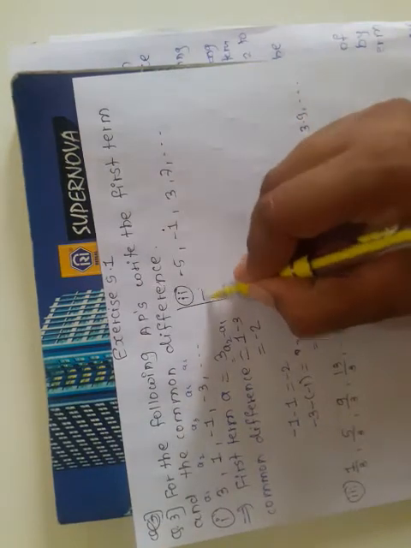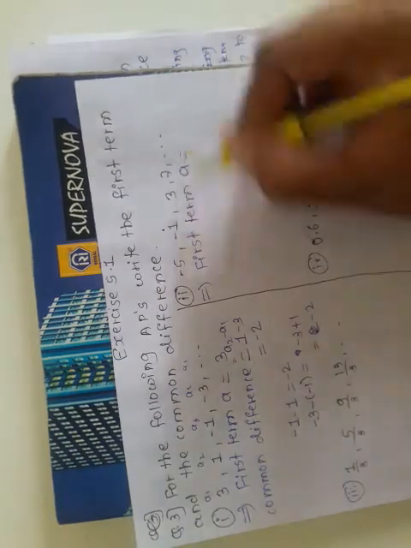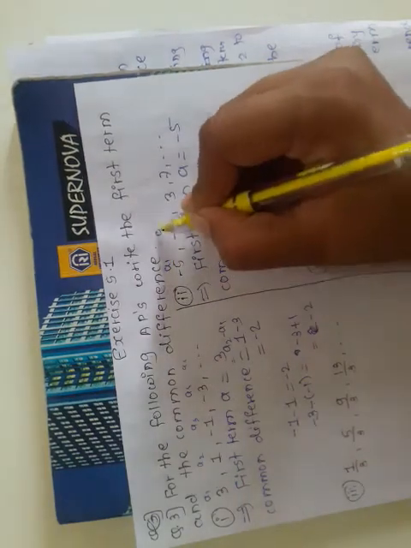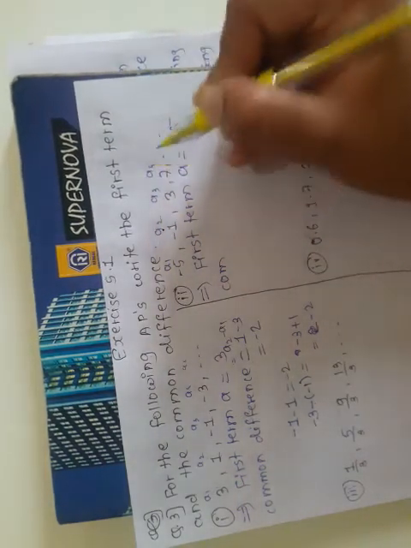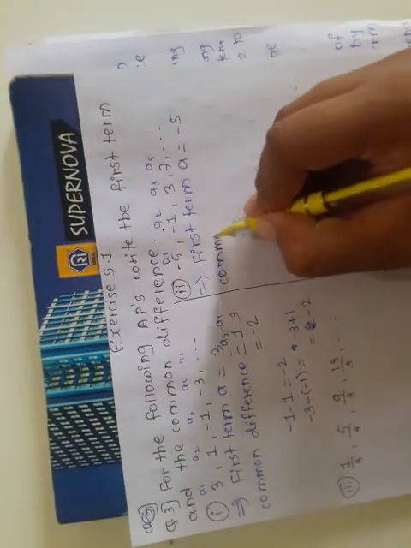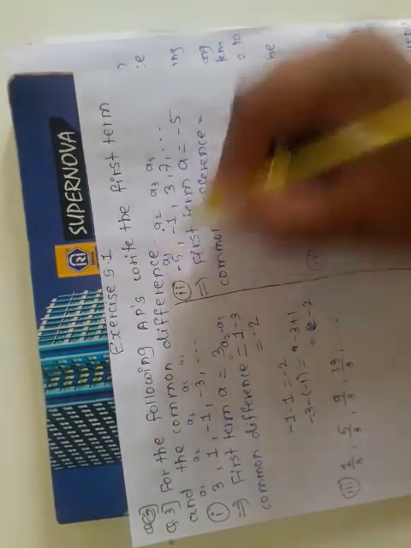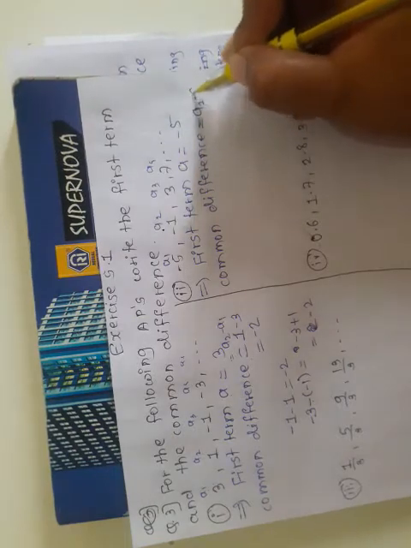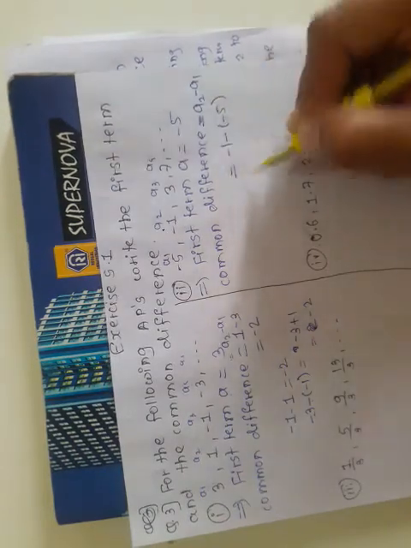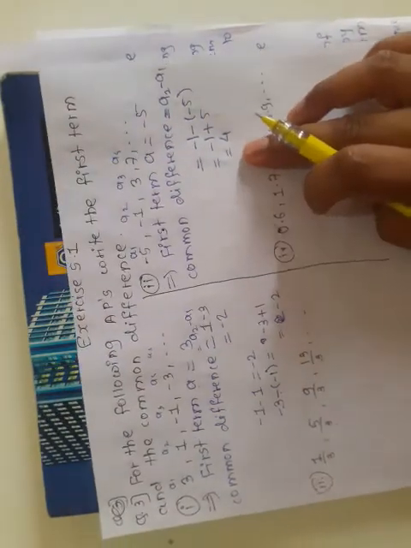Now come to the second example. Here the first term a is equal to what? Minus 5. And the common difference. Again denote these terms as a1, a2, a3, a4, and now find out the common difference. Common difference is equal to what? a2 minus a1, which is equal to minus 1 minus of this minus 5, and we get minus 1 plus 5, and it is equal to 4. So the common difference is 4 here.